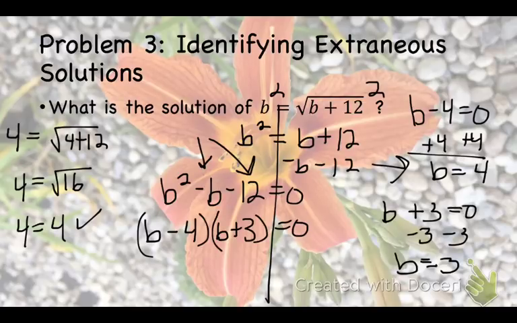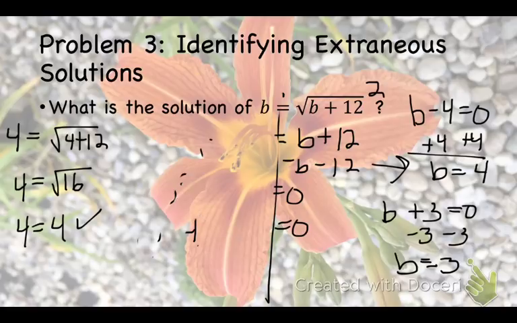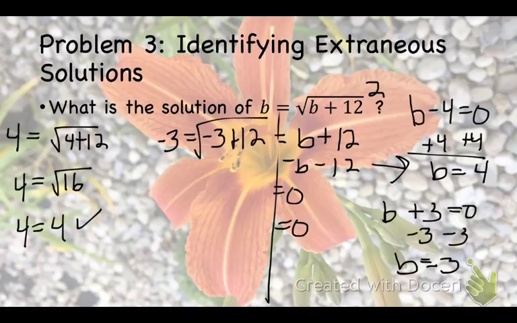Now I'm going to have to do some erasing of my work here, so I do apologize. I need to substitute my other value in as well. Negative 3 equals the square root of negative 3 plus 12. Negative 3 plus 12 is 9. However, the square root of 9 is positive 3, not negative 3.